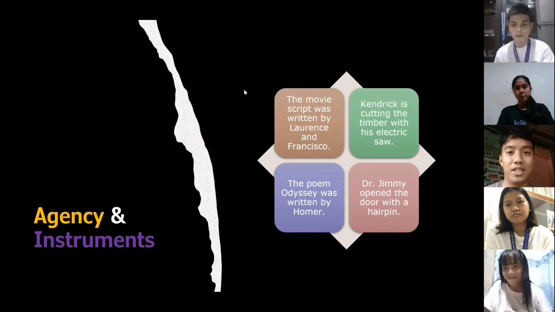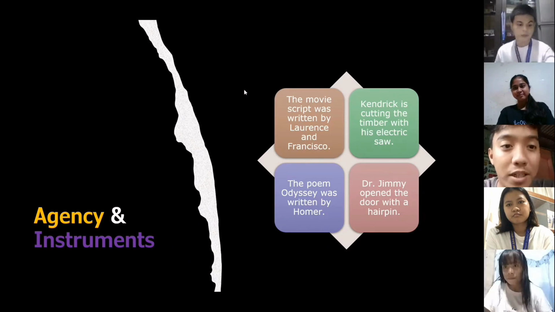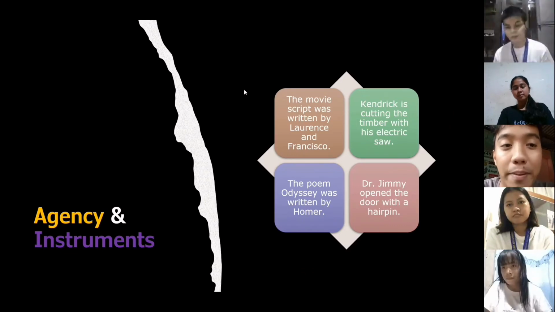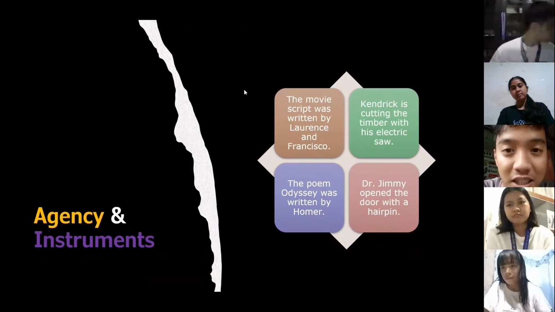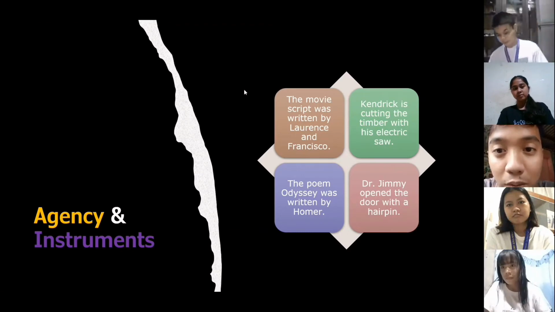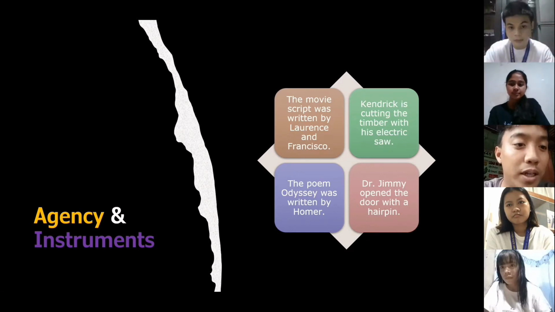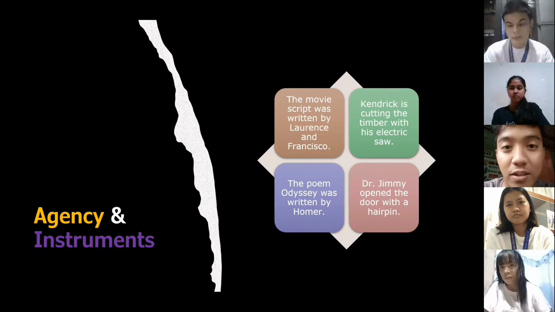So we have some examples here. First, the movie script was written by Lawrence and Francisco. Lawrence and Francisco here are people, and according to the rules, if the subject is a person or people, we use the preposition by. Like, who wrote the movie script? Lawrence and Francisco. Next, Kendrick is cutting the timber with his electric saw. The electric saw here is used as an instrument to cut the timber.